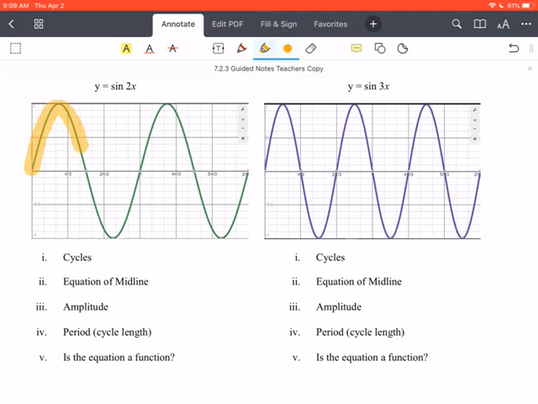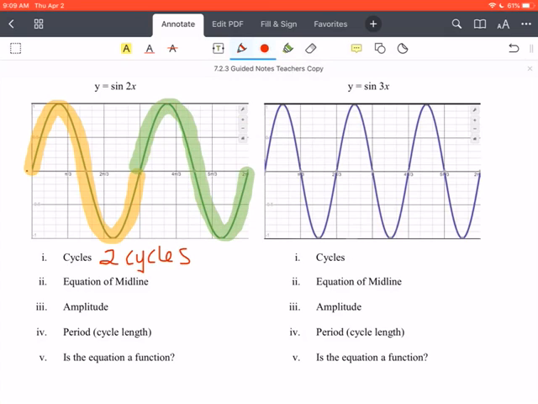I see my peak, I see my valley. That is one cycle in orange. Then if I change my color, I am going to highlight my next cycle. And there is my second cycle. So how many cycles occur in 2 pi? I see that 2 full cycles are completed.